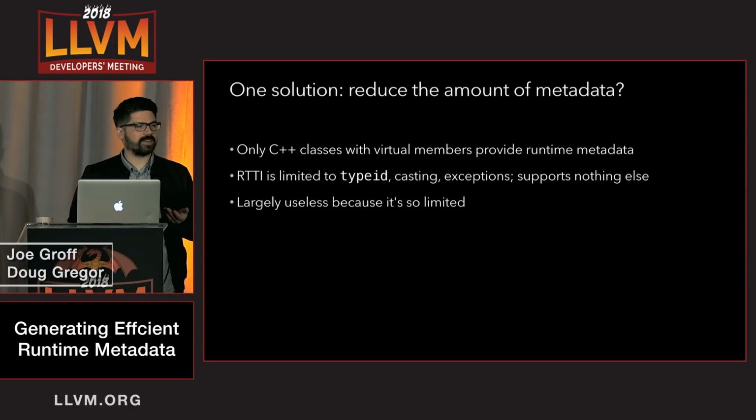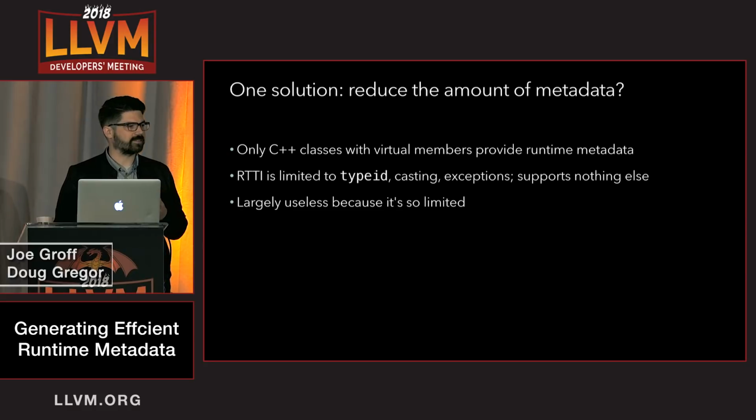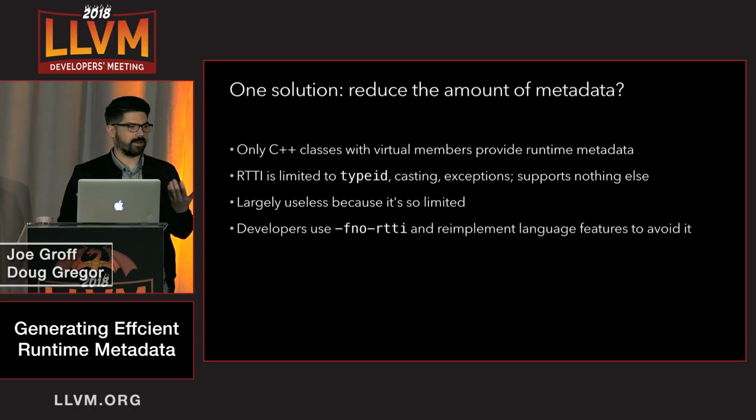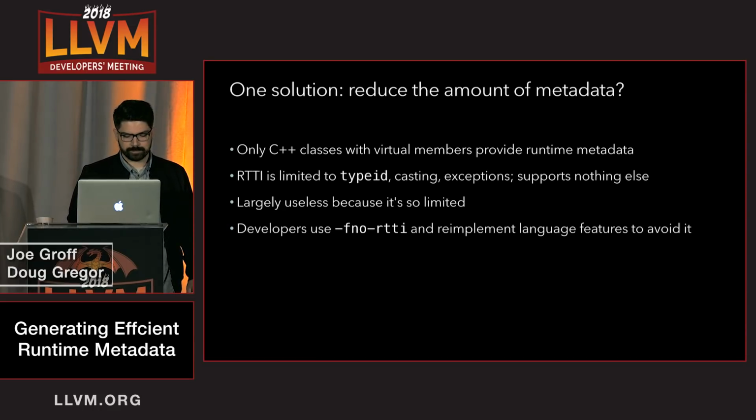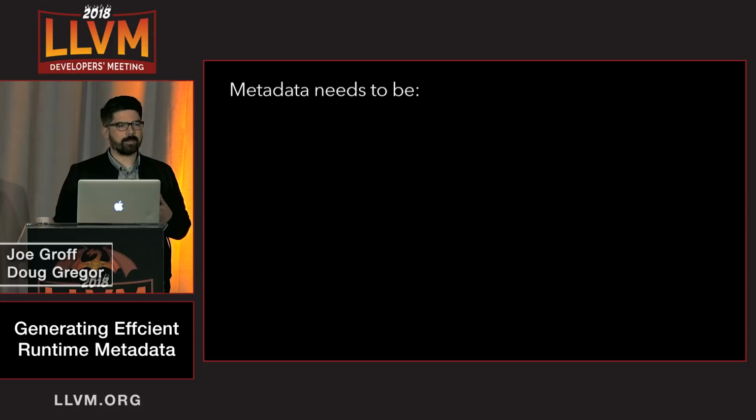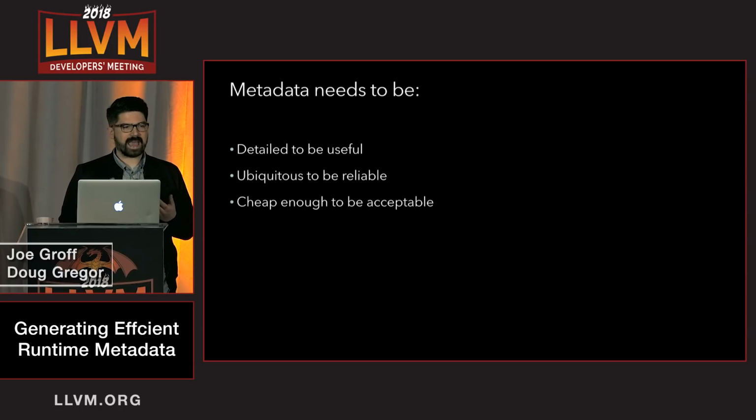And the issue with this austerity approach is that austerity doesn't work very well. You end up with metadata that's, while it's small, so limited that users don't even want to pay for what's left. And we see this with, for example, LLVM just flat out turning off RTTI and reinventing it on its own terms. So if we want to make metadata useful and we want to build language features that can rely on it being there, we can't really take that sort of minimal approach.